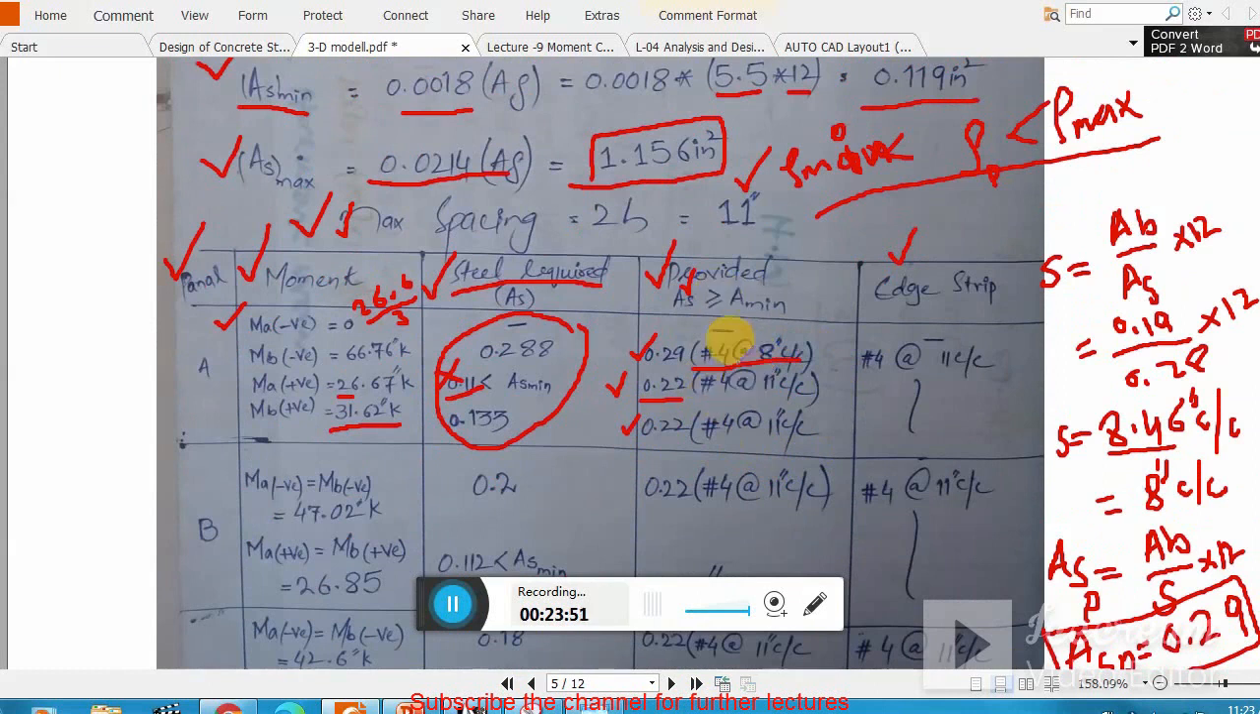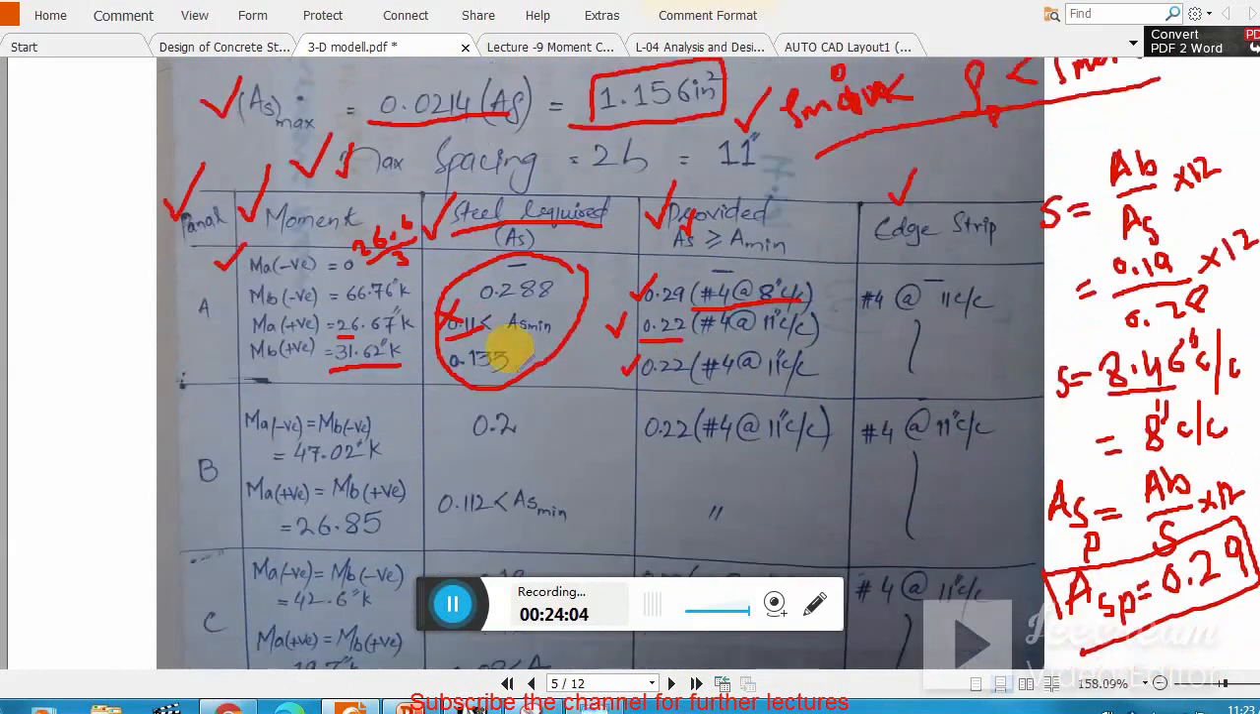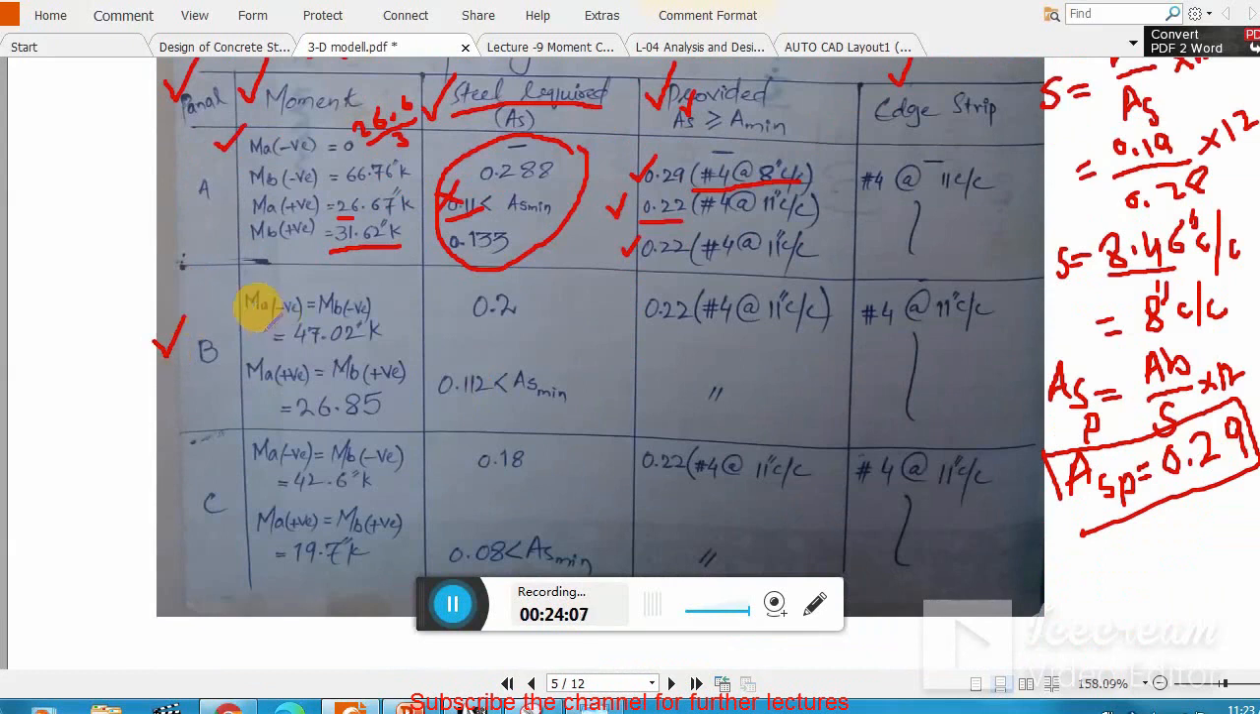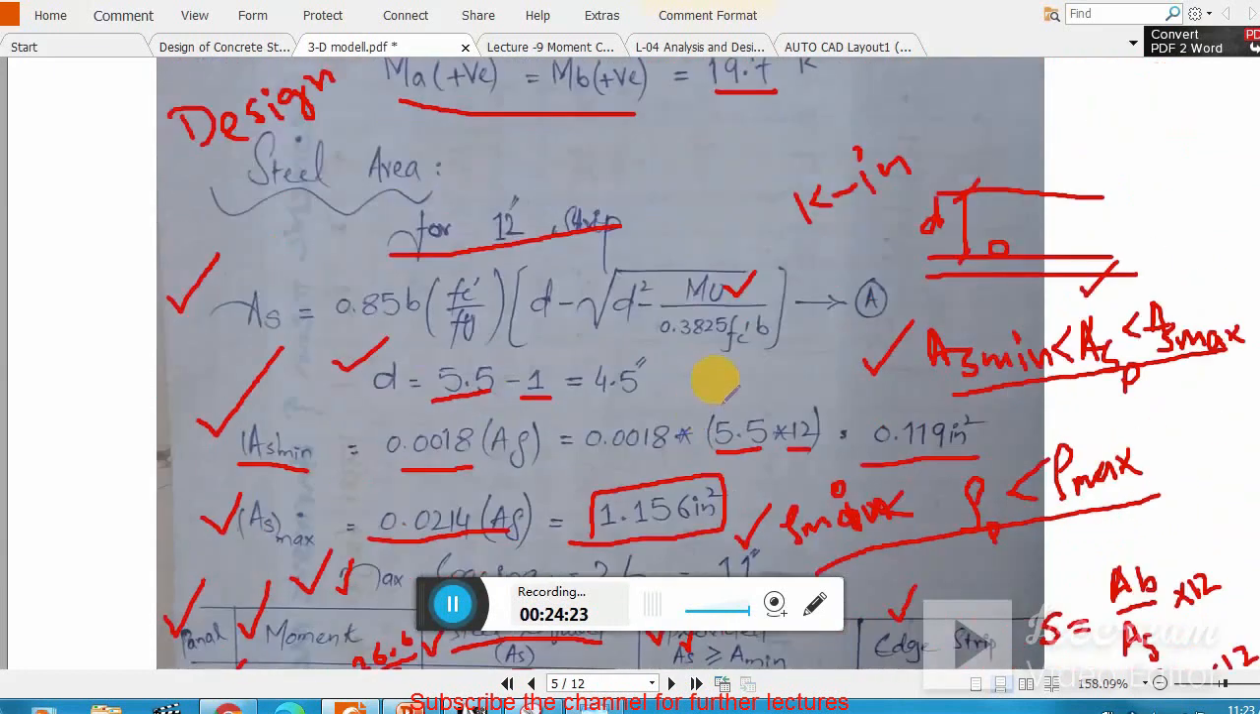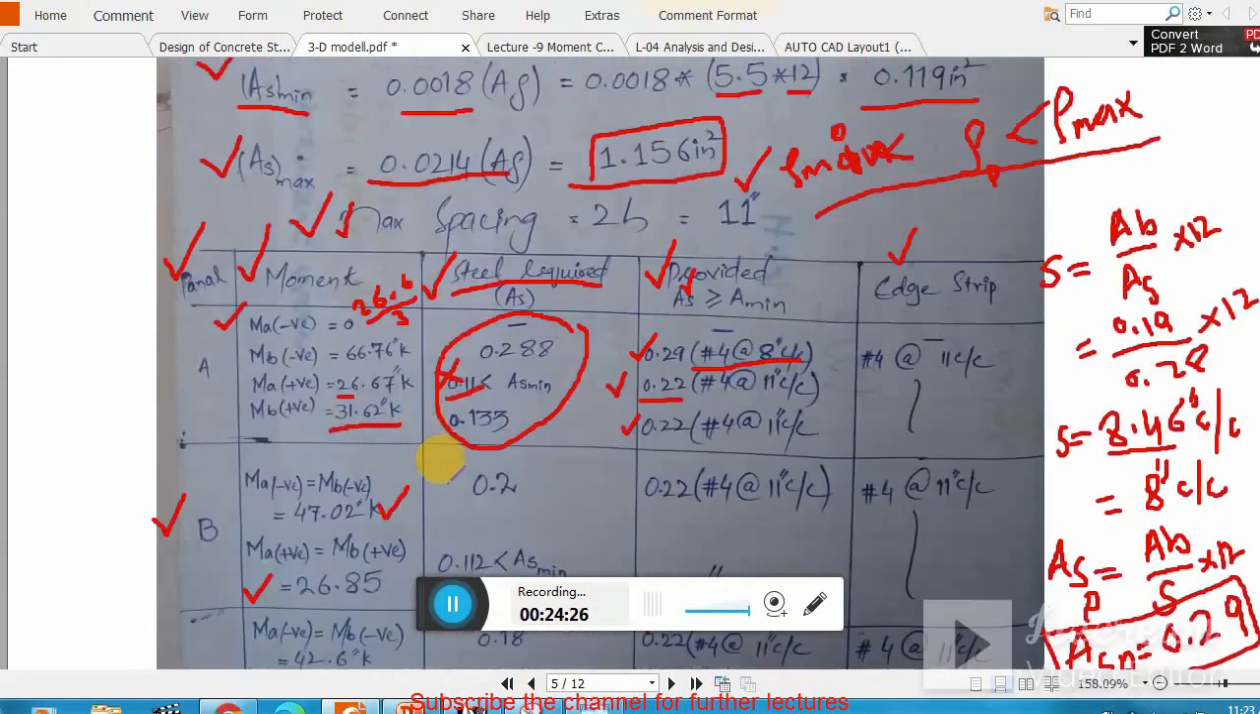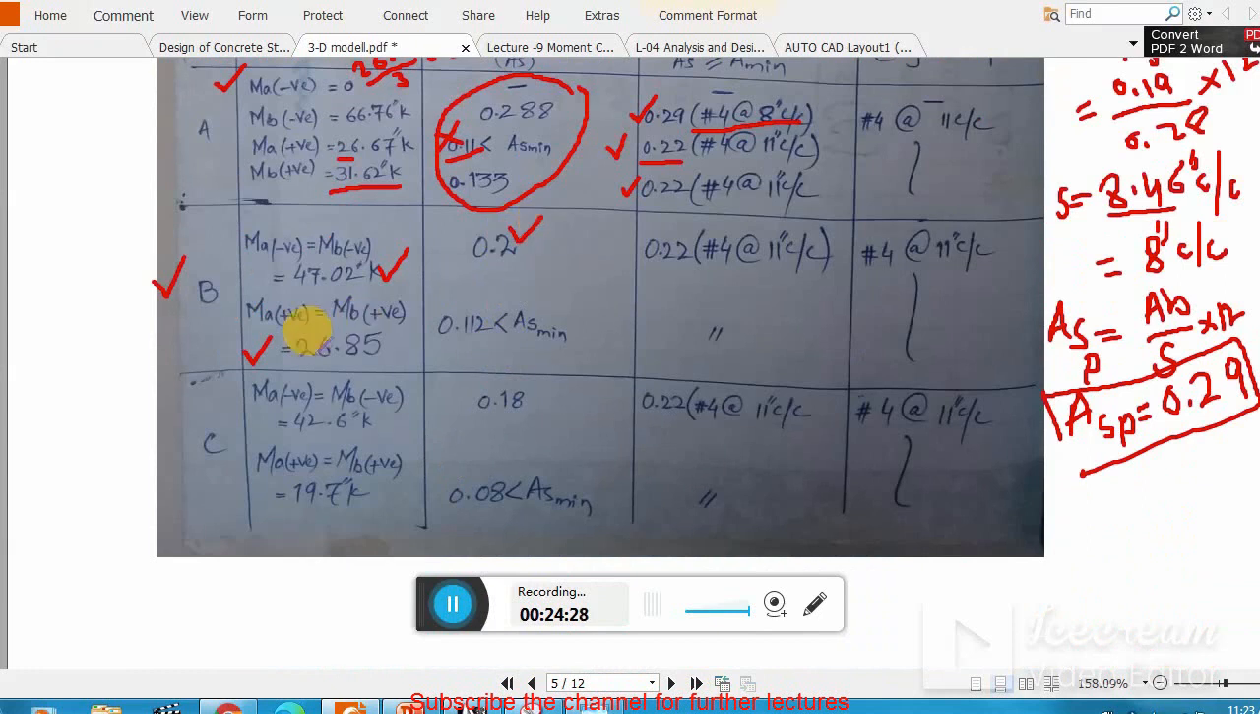Similarly for this one as well. So these are the spacing for my moment. Now do the same calculation for your panel B. Write down just only the moments. MA negative, MB negative in panel B, that is a square panel, both are same. Similarly, MA positive, MB positive are same. They are calculated. Just plug this moment right here in this formula. You get this As, and As will be 0.2.